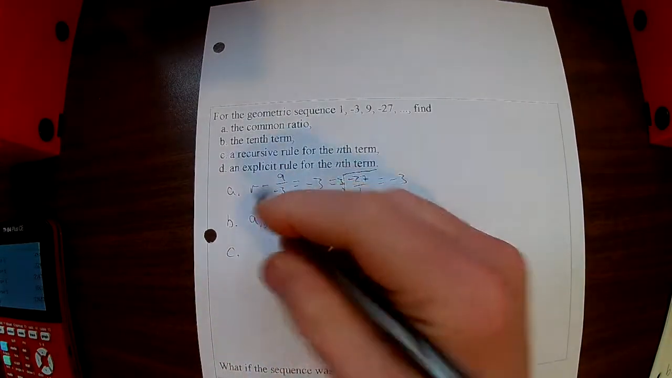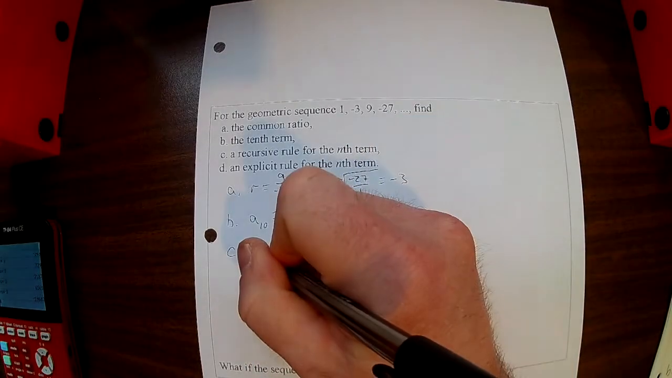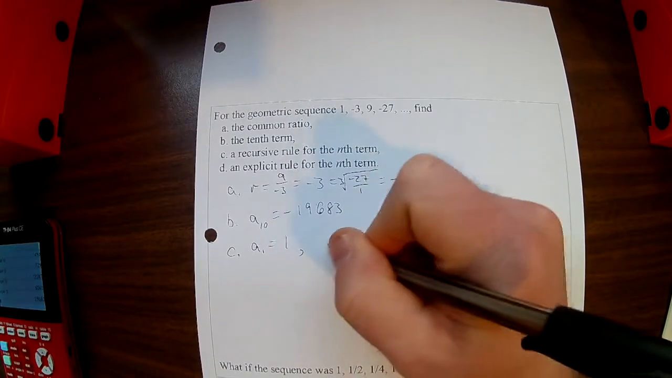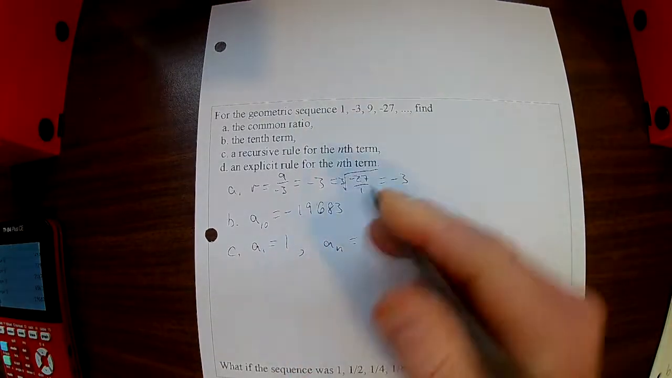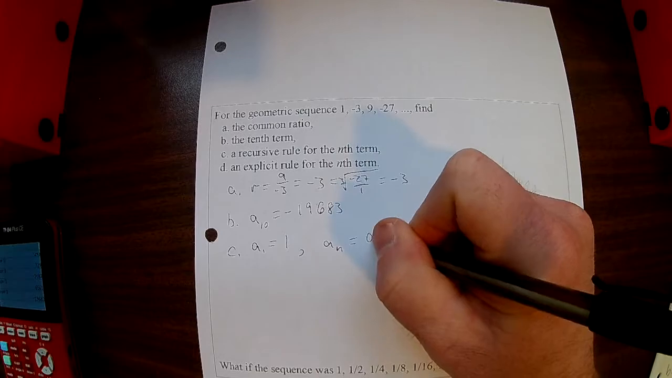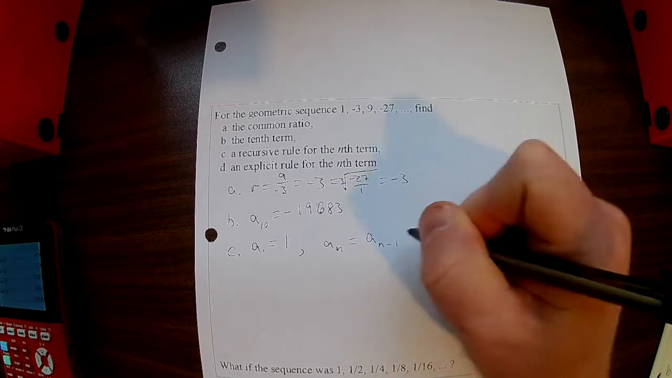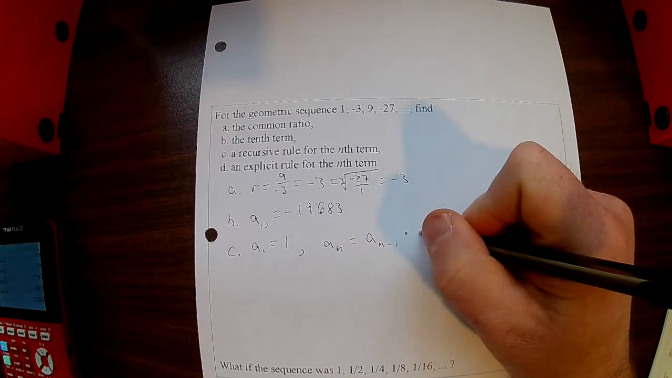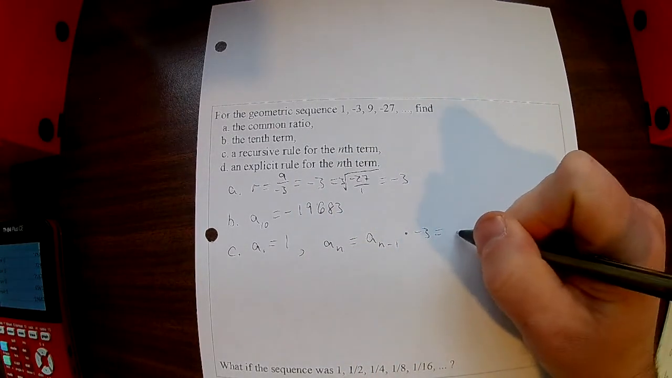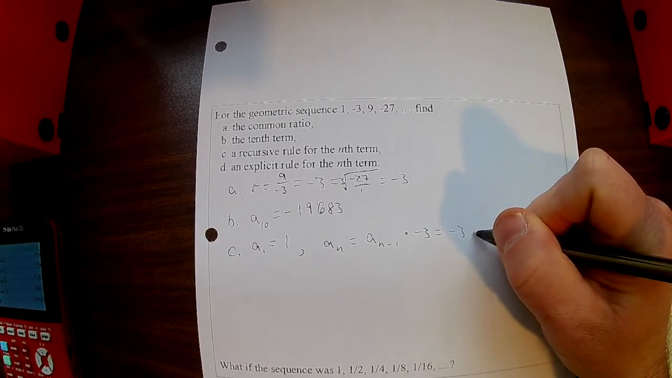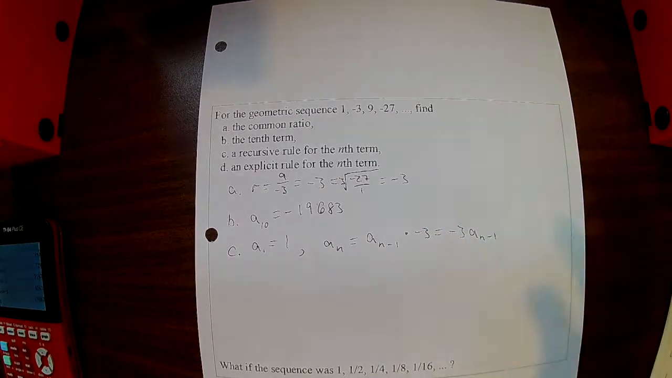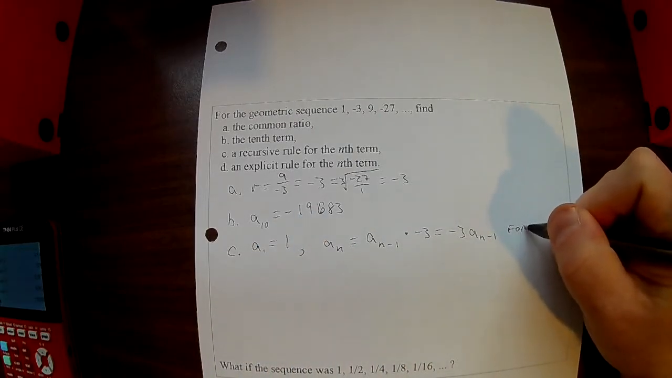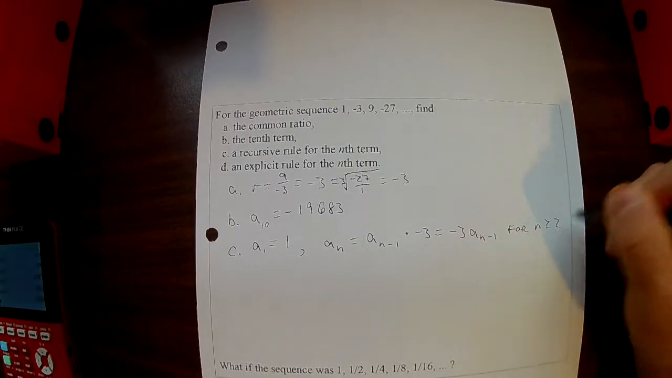C, recursive rule. Okay, recursive rules are actually really easy. You say a sub 1 is equal to the first term. A sub n is going to be equal to the previous term, a sub n minus 1, times the common ratio. Common ratio was negative 3. I like to write this more in the terms of negative 3 times a sub n minus 1. It just looks prettier. All right, so there's your recursive definition. Oh, for n greater than or equal to 2.